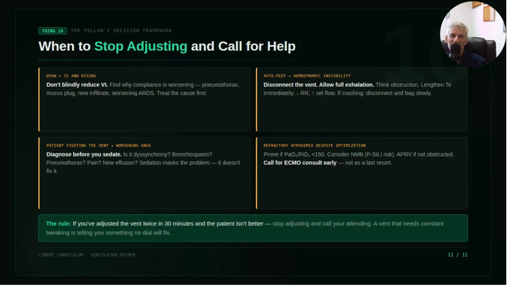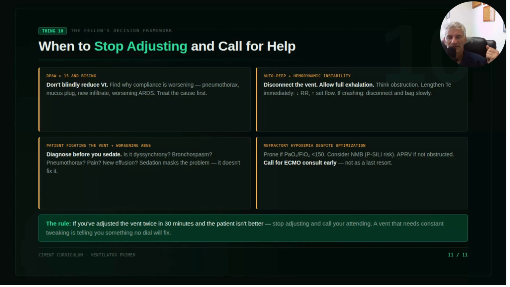So when to stop adjusting and call for help. If your driving pressure goes above 15 and it's rising, don't just blindly reduce the tidal volume. Find out why the compliance is worsening. Maybe there's pneumothorax, mucus plugging, new infiltrate, worsening ARDS. If the patient's fighting the ventilator, yes, you're probably going to sedate, but is it dyssynchrony? Is it bronchospasm, pneumothorax? Remember the change in pressure, peak minus plateau. If it's greater than 10, think mucus plug, bronchospasm, biting the tube.